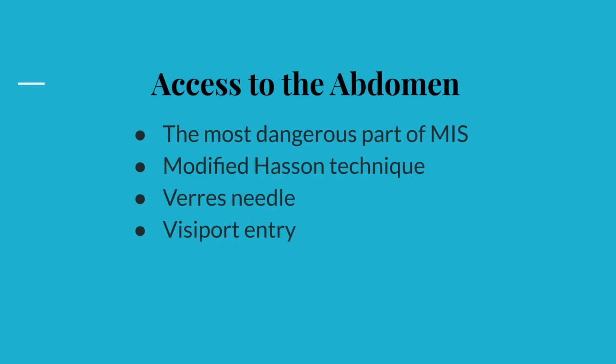We now move on to how we gain access to the abdomen during laparoscopic surgery. It is often known as the most dangerous part of the surgery as it is an invasive and blind procedure to some extent. Iatrogenic injuries such as viscus perforation, organ, and blood vessel damage could occur if not done cautiously. The common techniques for gaining access to the abdomen are the modified Hasson technique, Veress needle insertion, and Visiport entry respectively.